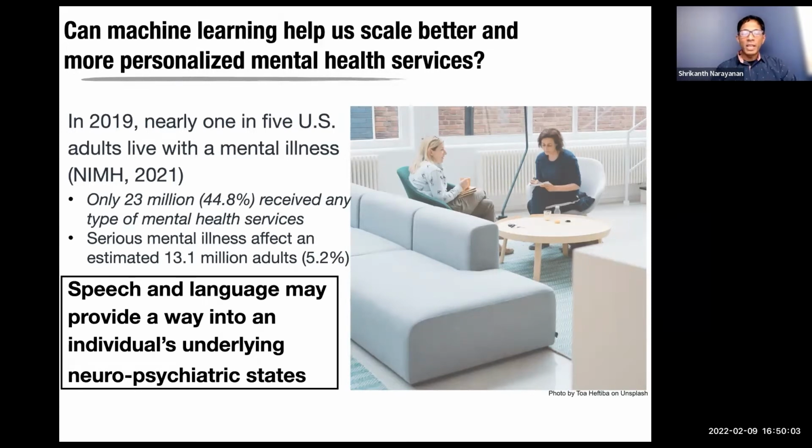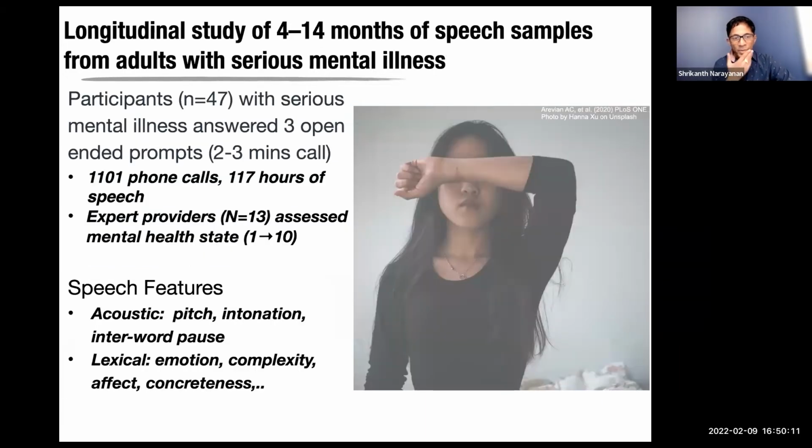So the question is, can simple behavioral cues like speech and language provide a way to understanding changes in neuropsychiatric states? In a collaboration with folks at UCLA, we tracked about 45, 47 patients over a year, and every week they would just call and answer three questions, right? How was your day? What was good? What was bad? That's it. And then clinical experts rated these calls to see, hey, how are they doing, and take appropriate interventions.